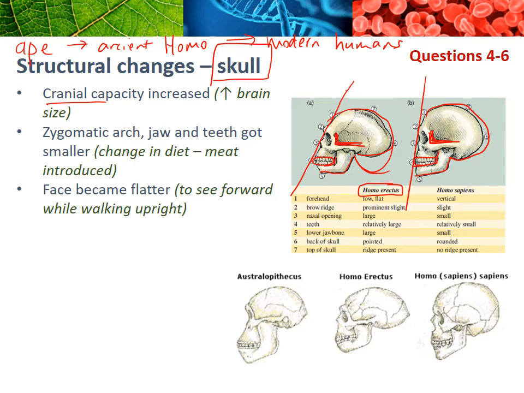Okay? This shows 3 different species there. So Australopithecus, so Lucy, our earliest one, then Homo erectus got a bit straighter, and then Homo sapiens even straighter. Pictures like this come up often in the exam.